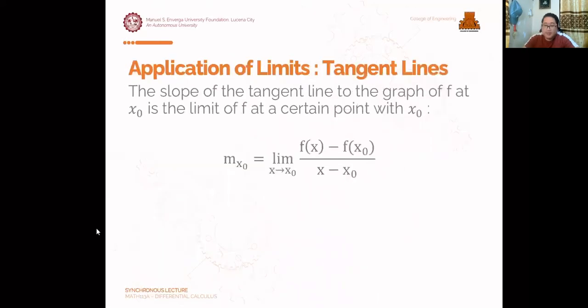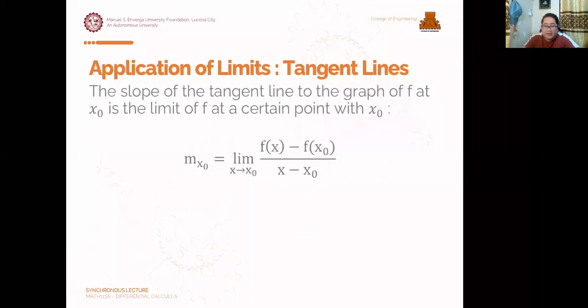Next. Yan, application naman daw ng tangent line. So, babalikan natin si limit, no? Yung slope daw ng tangent line to the graph of f at x sub 0 is the limit of f at a certain point with x sub 0 is given by the given limit. Pero saan galing yan?